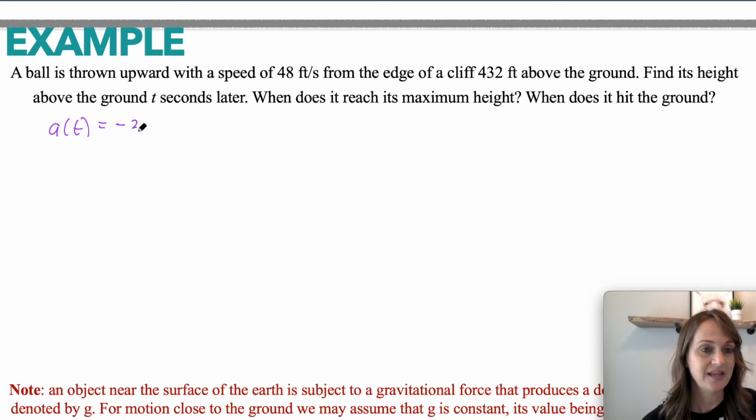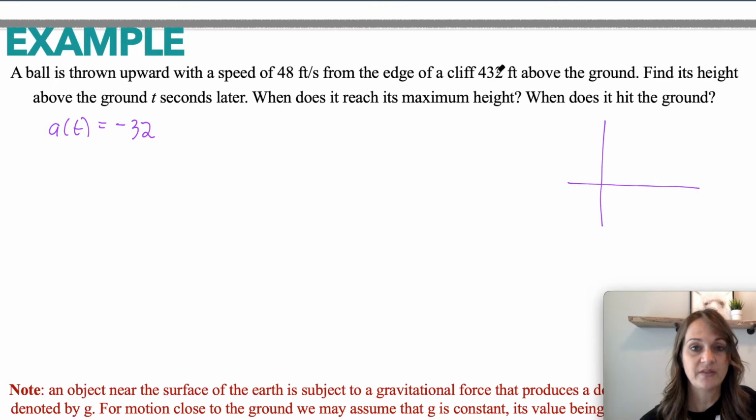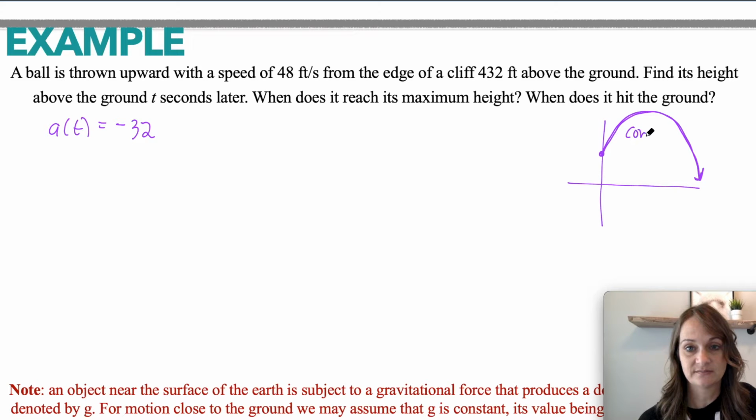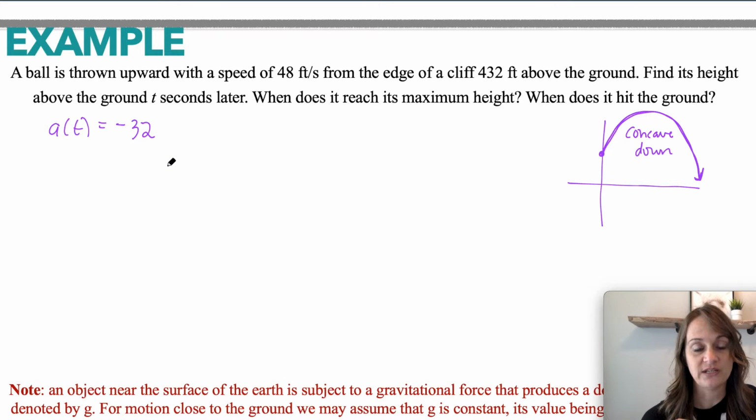However, it is actually a negative. And here's why. If you think about the fact that you're 432 feet in the air, you throw off a ball and it's going to go like this. The acceleration is your second derivative. Second derivative tells you concavity, right? Well, we know that this function is concave down. Therefore, the acceleration must be -32.